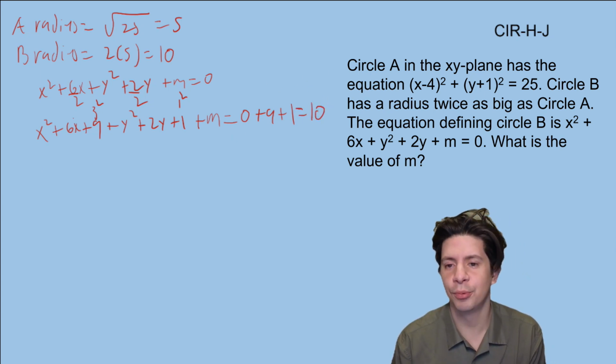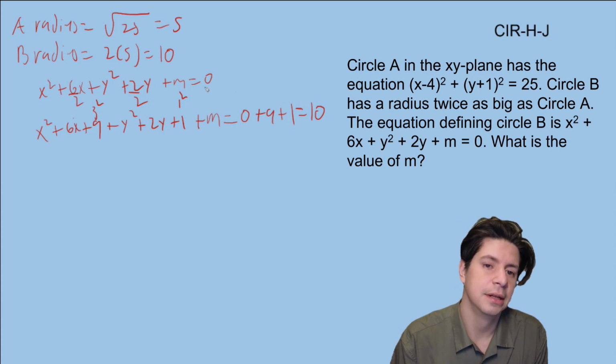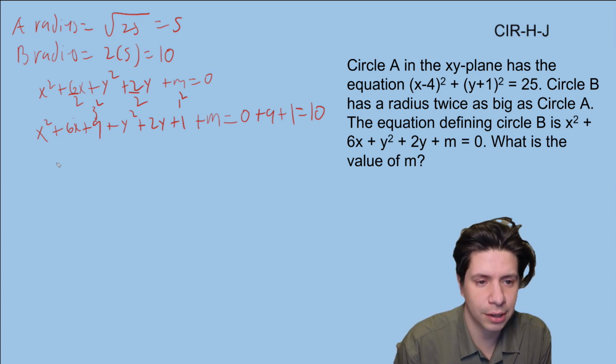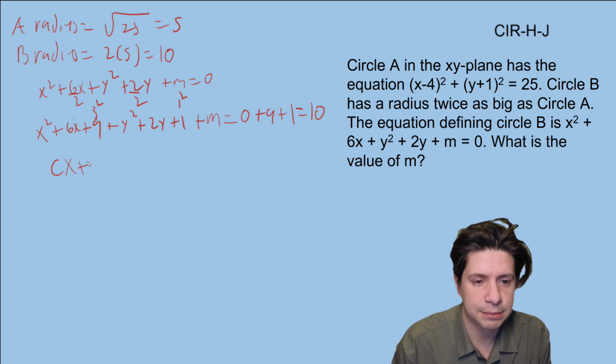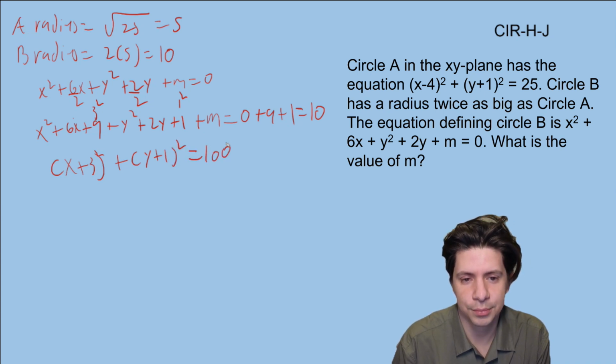Now, what do we want? The radius is 10. So r squared, if we square this, it should be 100. So we want 100 on this side. So we're going to have to move m over to get 100. So the equation we are going to get is (x plus 3) squared plus (y plus 1) squared equals 100. All right, that's what we want.